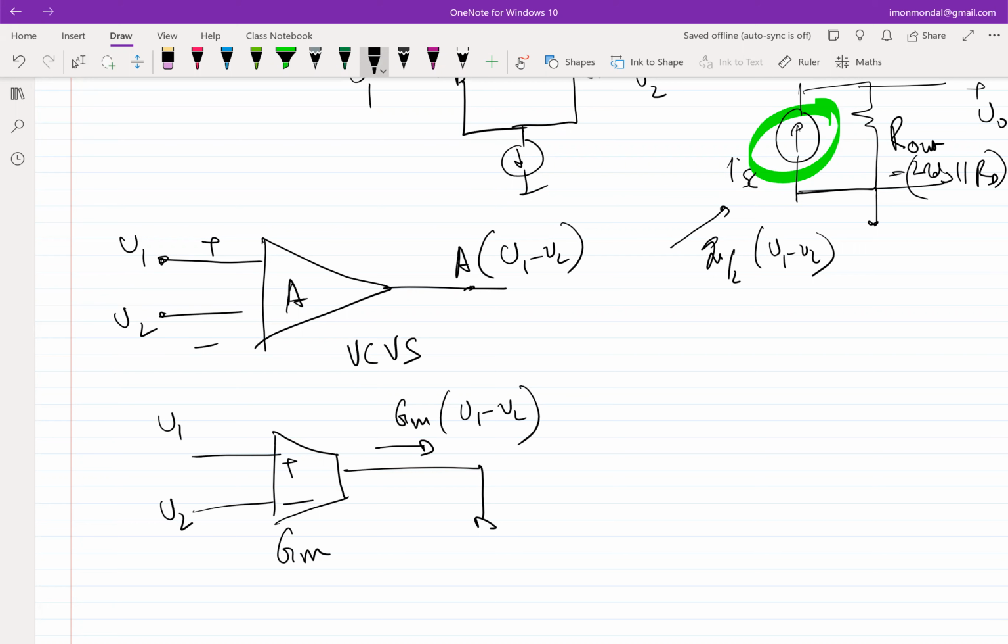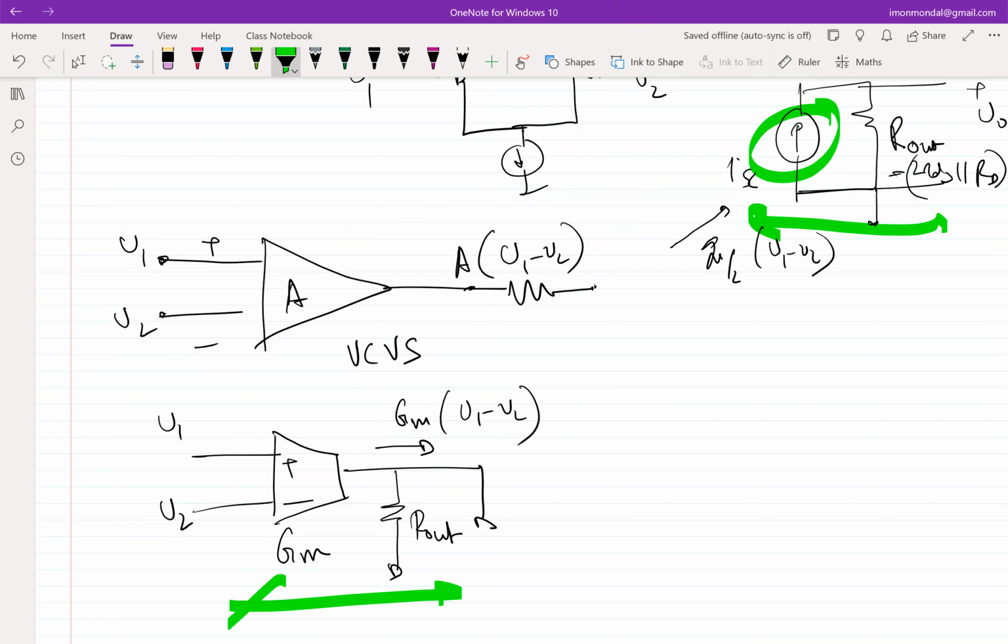Okay. So if your voltage source is not ideal, it has an output resistance, and that output resistance is modeled as a series resistance with the ideal amplifier. If your GM is not ideal, if your transconductance is not ideal, it is modeled with a resistance in parallel, right? This is R out. So this is nothing but a Norton equivalent of this. This is exactly this. Just that it shows two inputs separately.